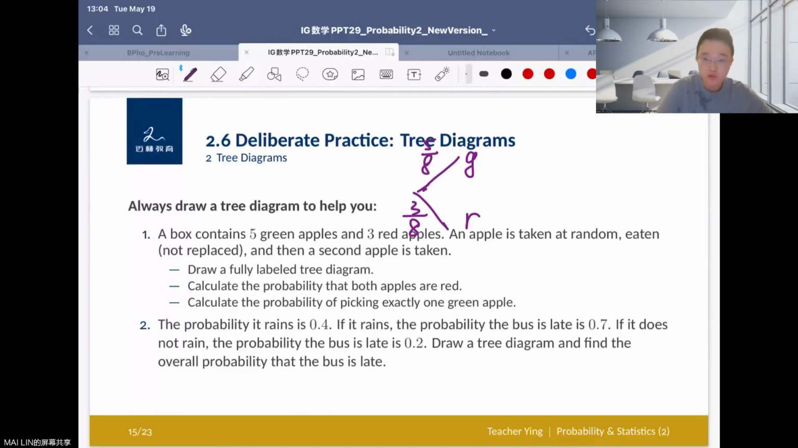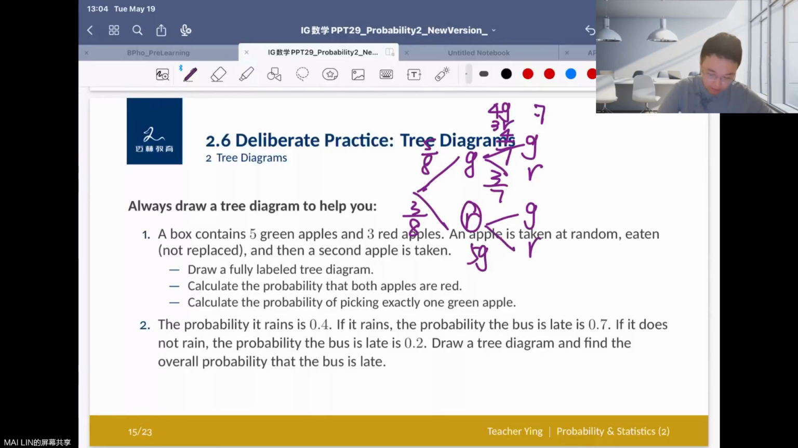So the second time when you draw another apple, because it's also for green and red, now we have 7 apples left, right? So for the green apples here, we only have 4 green and 3 red. So the probability here equals 4/7. And the red apple probability here equals 3/7, right? So also another situation for red, there's only 7 apples left, but we have 5 green and 2 red, okay? So here for green is 5/7, and for red is 2/7, okay? So the first part asks us to draw a fully labeled tree diagram. So now we draw it, okay?